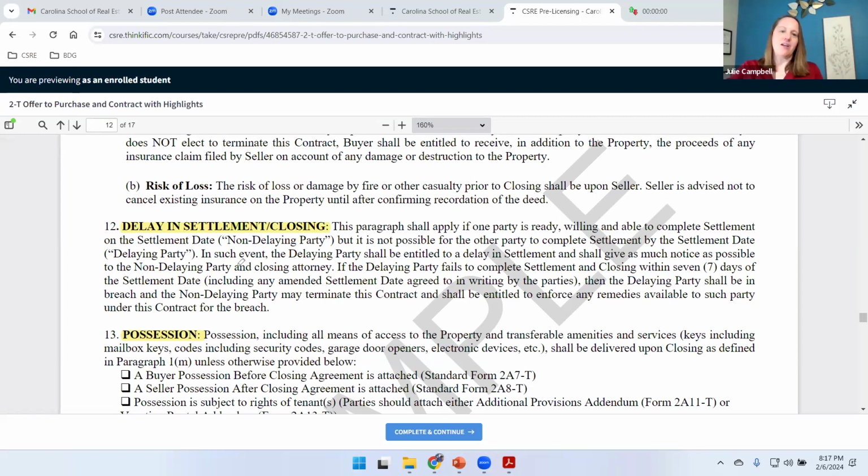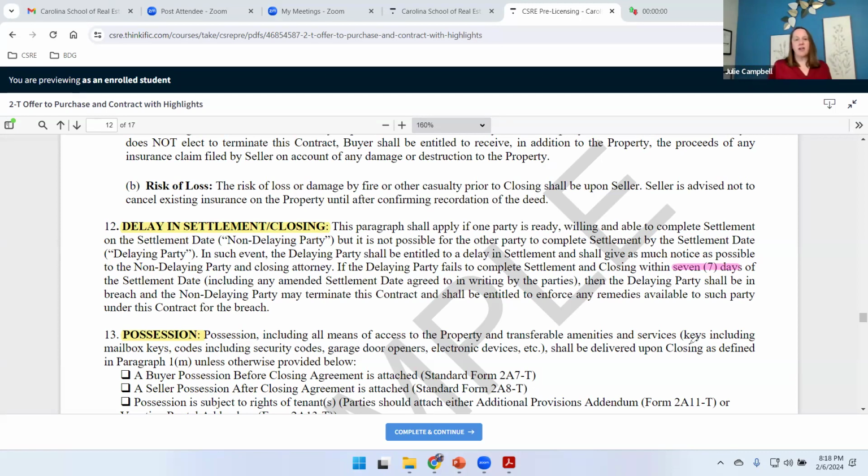And specifically, our contract builds in a 7-day delay. So what this means, there's the delaying party and the non-delaying party. Let's use the example that we're delayed because the buyer hasn't gotten final loan approval yet.